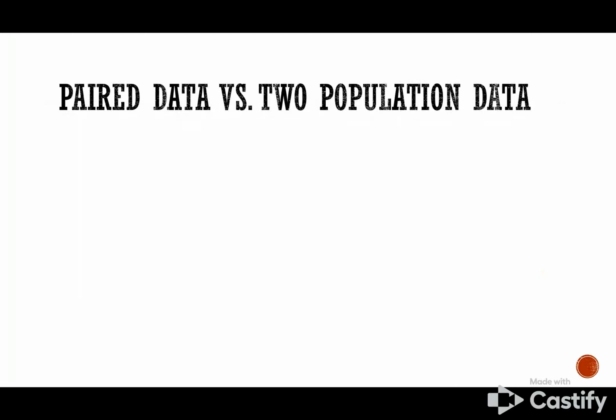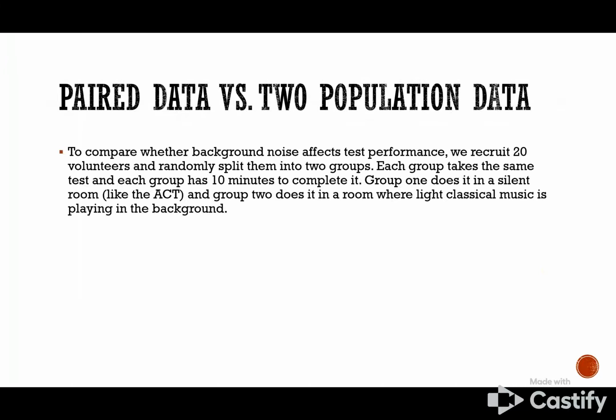First thing we're going to do is talk about the difference between paired data and two population data. Okay, I've got two examples here. First, to compare whether background noise affects test performance, we decided to recruit 20 volunteers and randomly split them into two groups. Each group takes the same test, and each group has 10 minutes to complete it. Group 1 does it in a silent room, kind of like the ACT, and Group 2 does it in a room where light classical music is playing in the background.